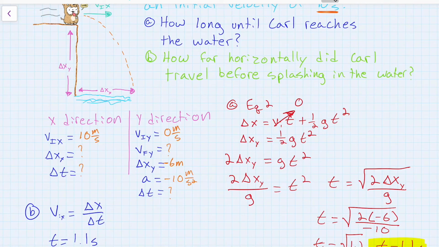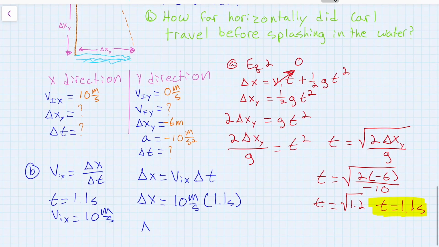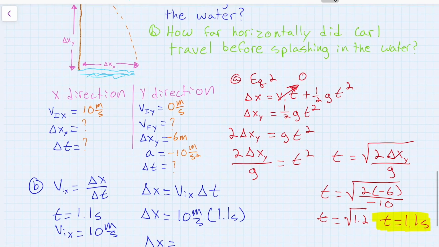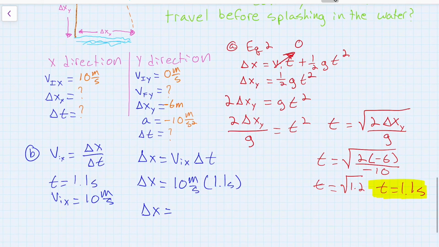So let's rearrange this equation to solve for the range or the horizontal displacement. So that is delta x is equal to initial velocity times time. So we get 10 meters per second times 1.1 seconds. So we get the total range to be 11 total meters.